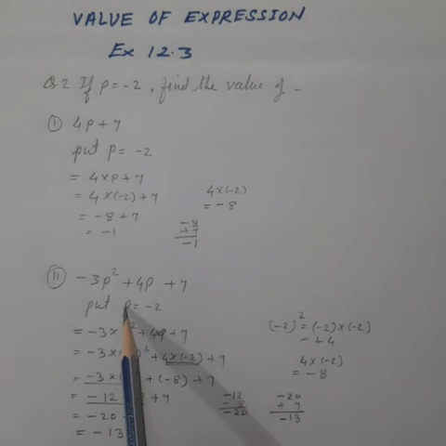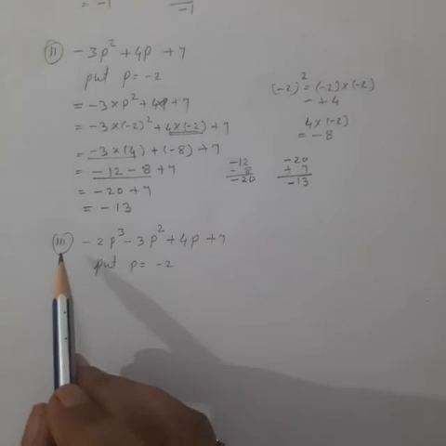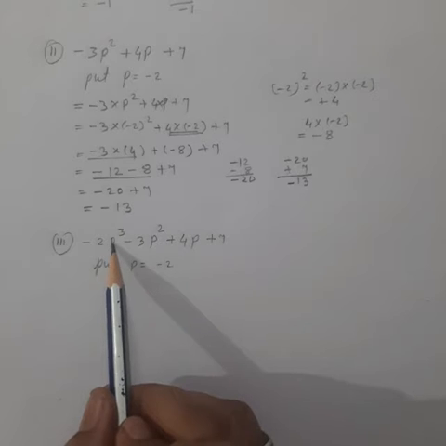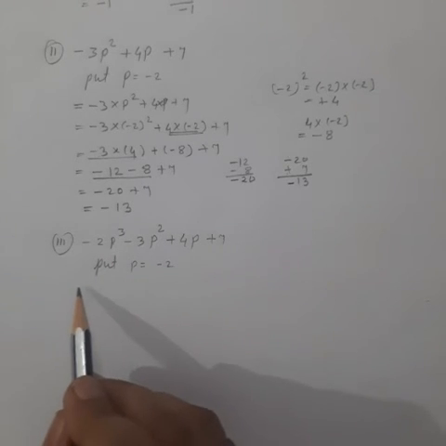If the value of the variable is given negative, always keep the negative values in brackets first. Third, to find the value of the expression at the place of variable p, put the given value minus 2.